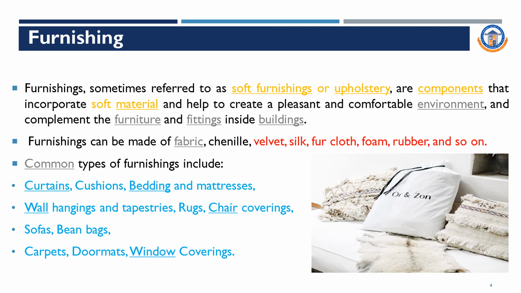So furnishings can be made out of fabric like chenille fabric, velvet, silk, fur cloth, sometimes foam, rubber and so on. It is also essential to understand where these furnishing fabrics can be used. Common types of furnishings include curtains, cushions, bedding and mattresses, wall hangings and tapestries, rugs, chair coverings, sofas, bean bags, carpets, doormats, window coverings, etc.